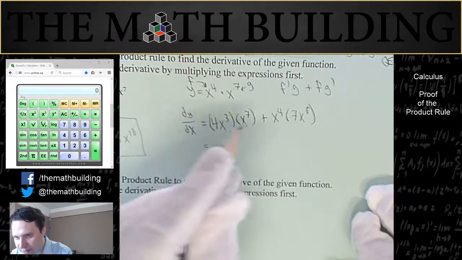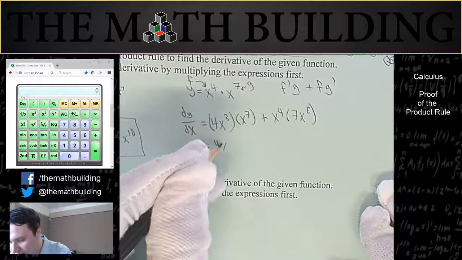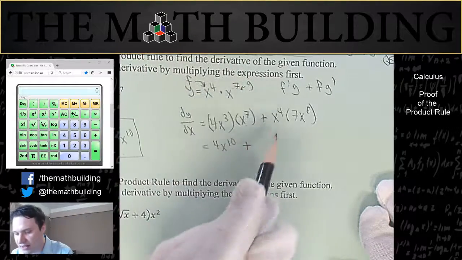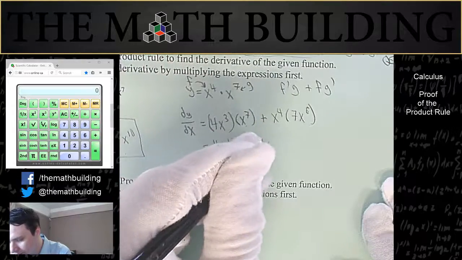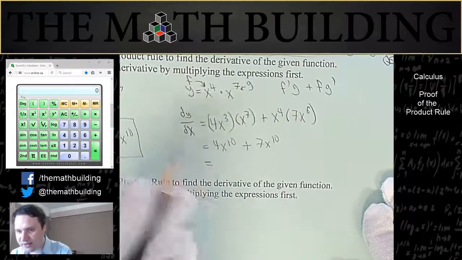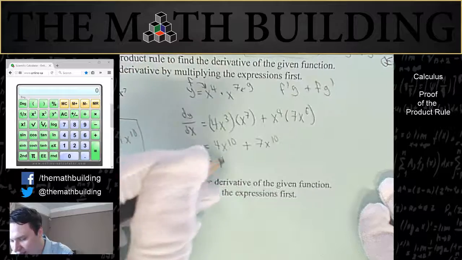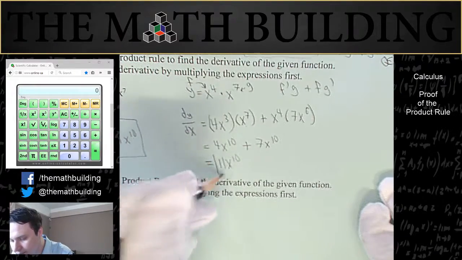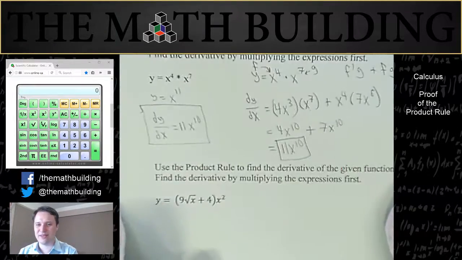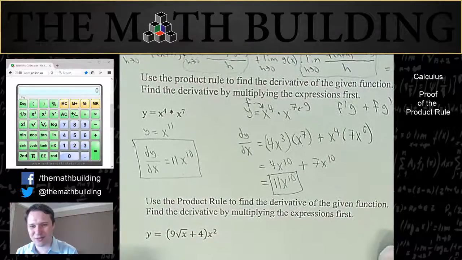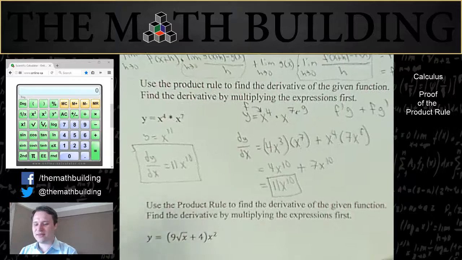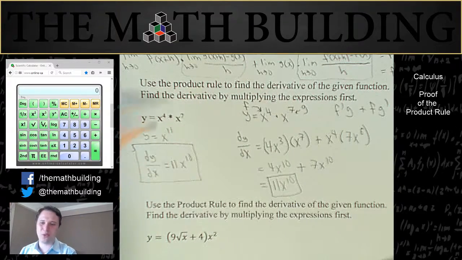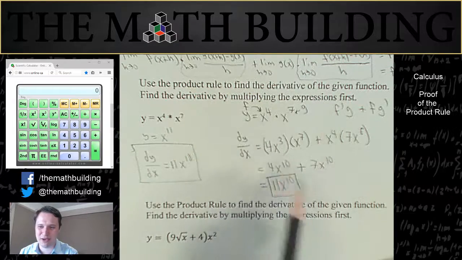If I multiply these two things together, I get 4x to the 10. If I multiply these two together, I get 7x to the 10. And you see that these are two like terms that can be added together. And you see that we get the same answer as when we did the power rule. So in this case, it's a lot easier to use the power rule, and I would recommend you use the power rule here because you might make a mistake over here.